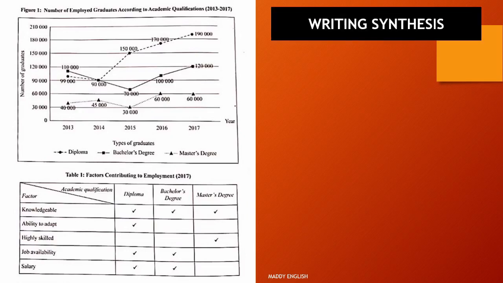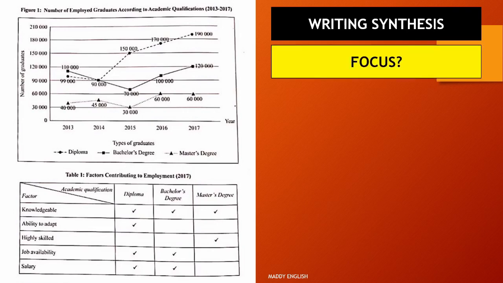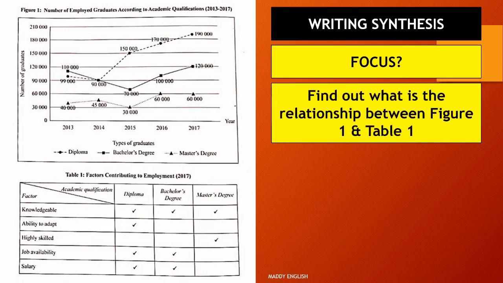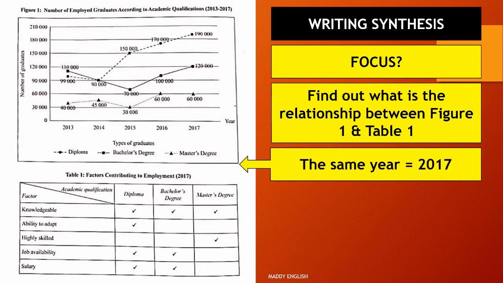Now, you have already known how to write analysis. I hope you have gotten the idea. Now, our focus is on synthesis. So when we write synthesis, it means you're trying to relate what happened in figure 1 to table 1. And of course, because there's only a year that is related to each other, the focus of our writing about synthesis should be on the same year only, which is 2017.